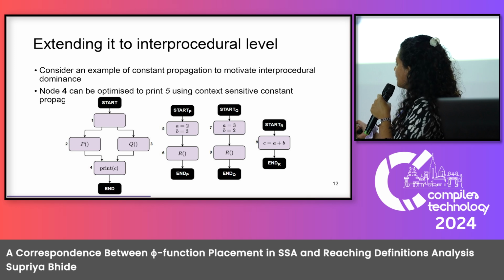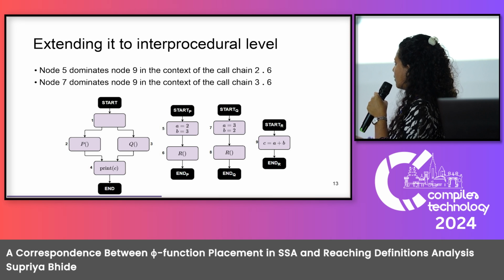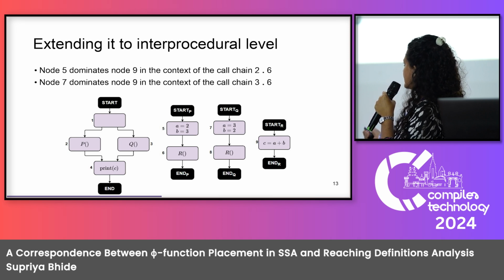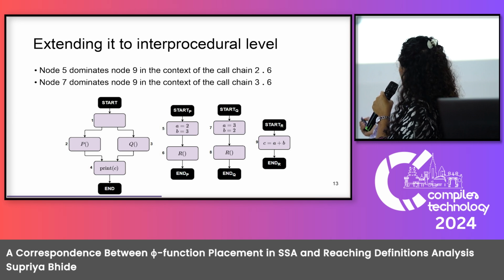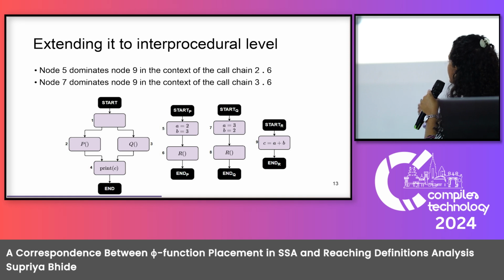So what we would do is, in the context of the call chain 2,6, that is the call at node 2, followed by the call at node 6, node 5 dominates node 9. Similarly, in the context of the call chain 3,6, the call from node 3, followed by the call at node 8, node 7 dominates node 9.